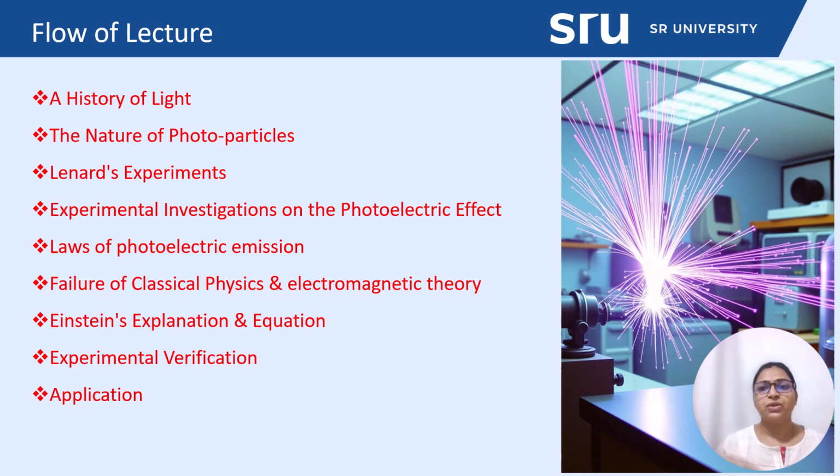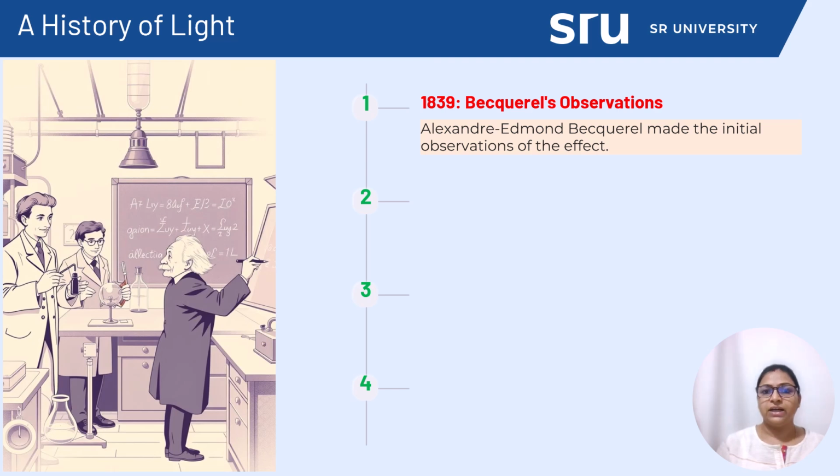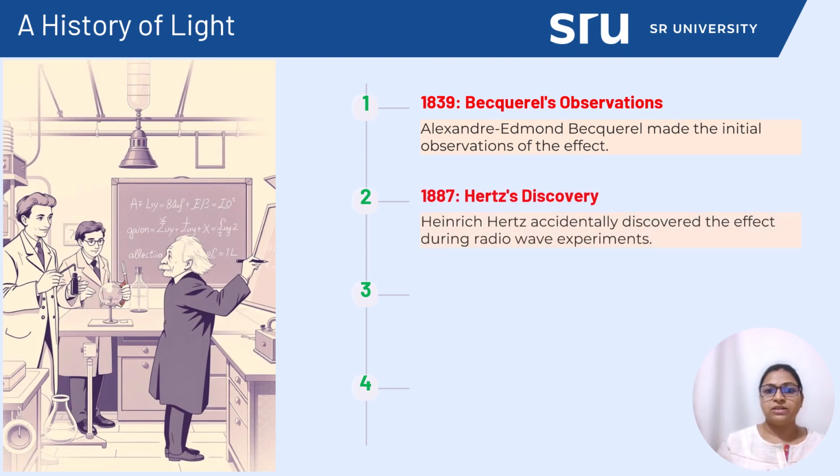Whenever light or electromagnetic radiation like X-rays or ultraviolet rays falls on a metal surface, it emits electrons. This process of emission of electrons from a metal surface, when illuminated by light of suitable wavelength, is called the photoelectric effect. So when did this come about and how? First, let us look at the history. In 1839, the scientist Becquerel made the initial observation of this effect, and then Hertz's discovery came in 1887.